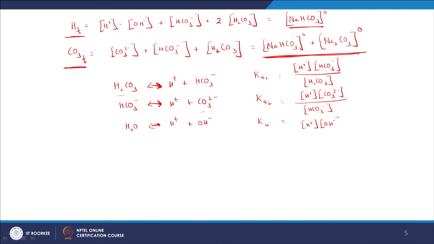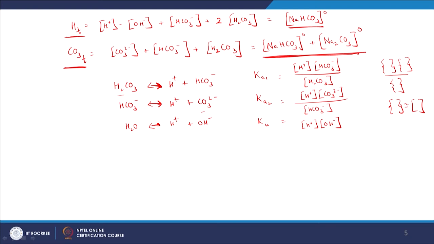So obviously all these need to be defined in terms of activities, right, but we are assuming that the ionic strength is relatively low and thus we can approximate activities by the concentrations, right. So that is what we have here and now we have 3 additional equations.